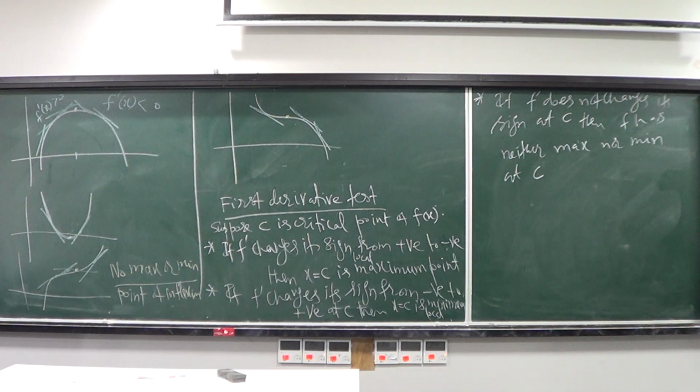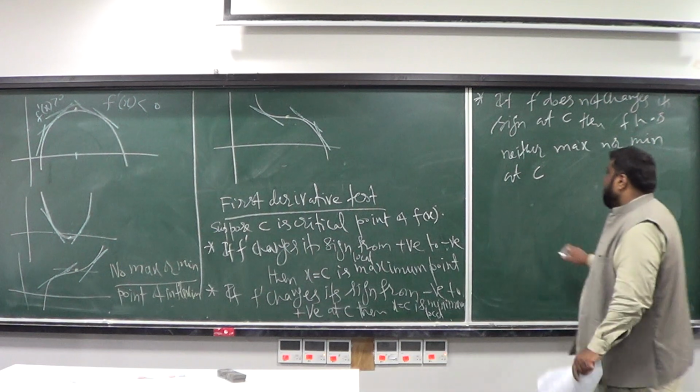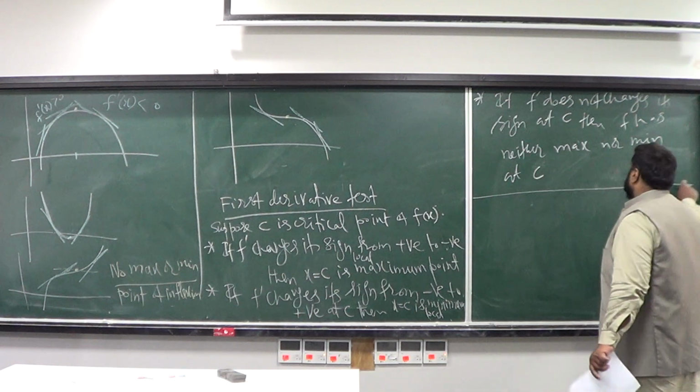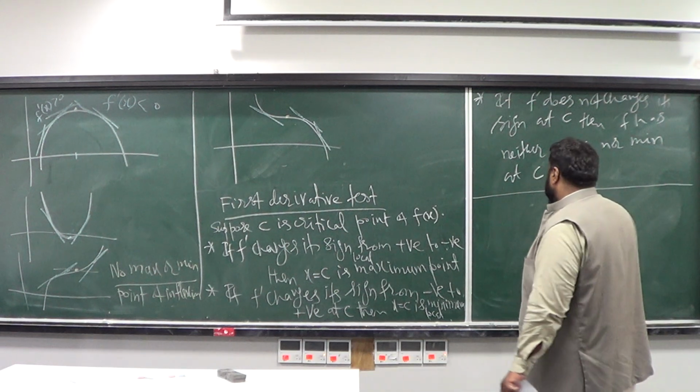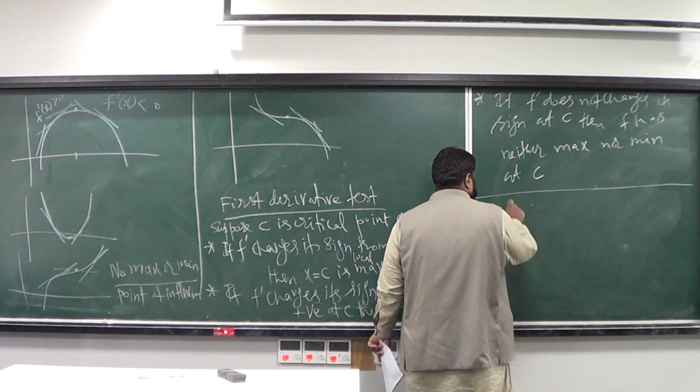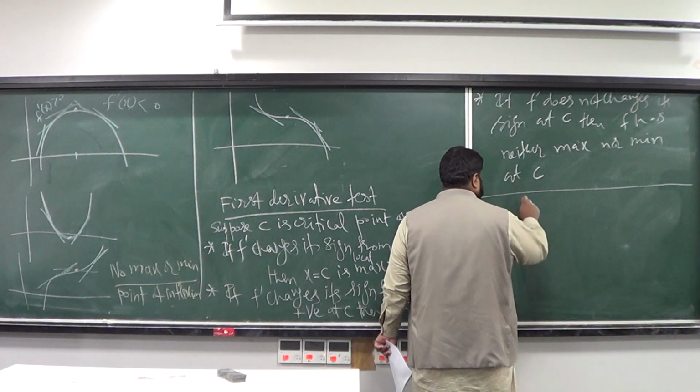You call such points inflection points. Now, keeping in view the previous example, if we make that graph again quickly.